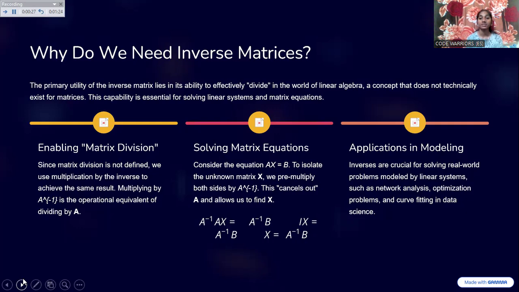Third, applications in modeling. Inverses are crucial for solving real-world problems such as network analysis, optimization problems, and curve fitting in data science.